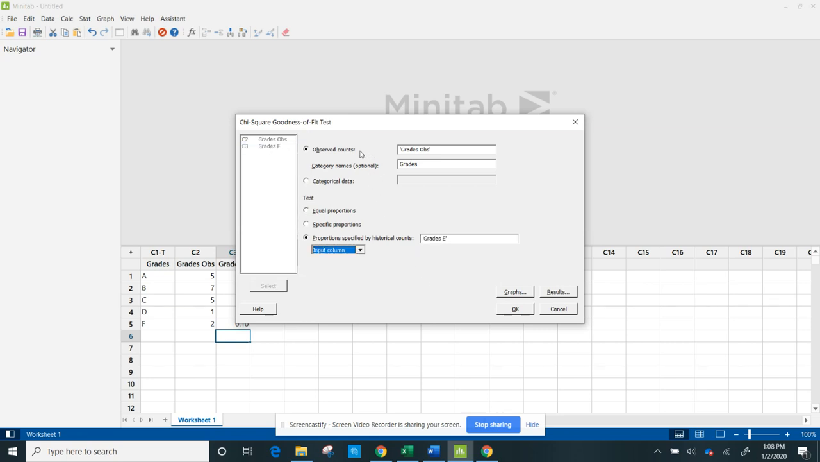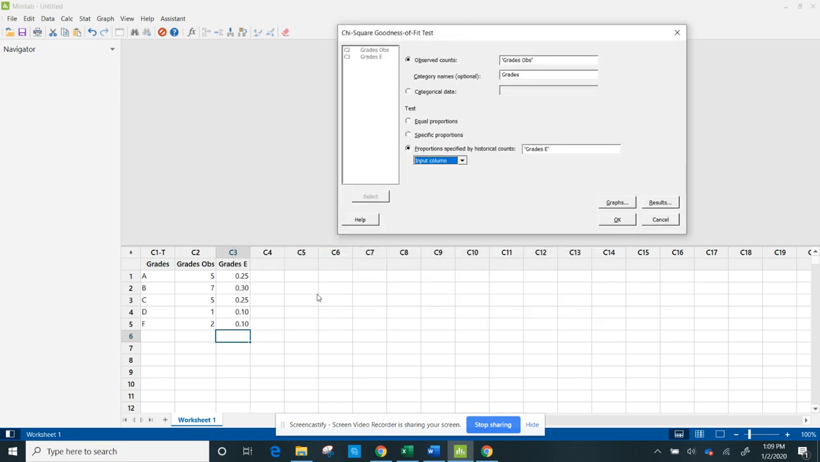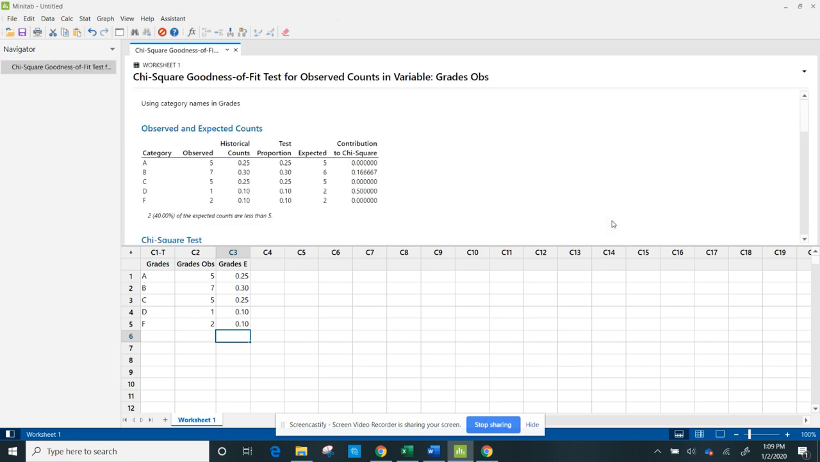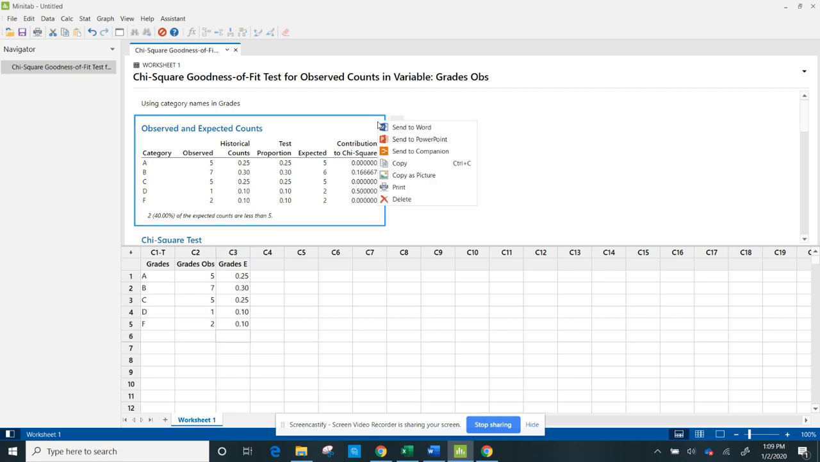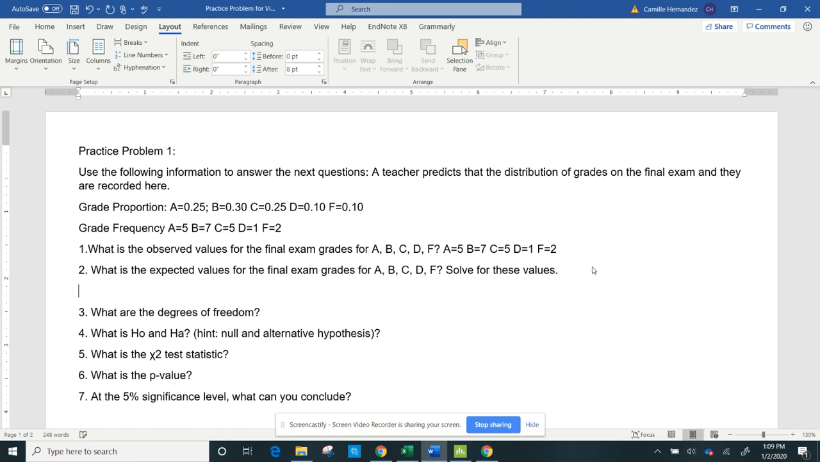So what I did, I've got my observed. I've got the names, actually the grades, A, B, C, D, F. And I've got proportions by historical counts, and I put it in the column, so I'm calling for that column right here. See? Here it is. That's pretty easy for me to do. And then I hit OK. So what does it give me? I'm going to copy and paste this so we can take it back to the Word doc.